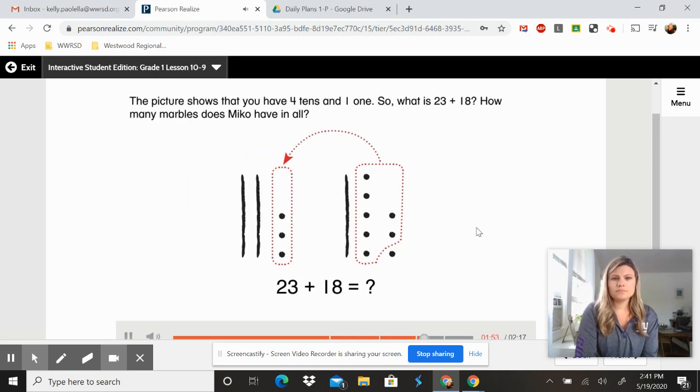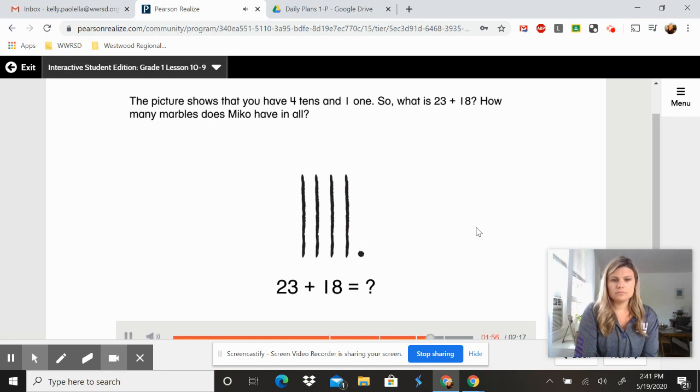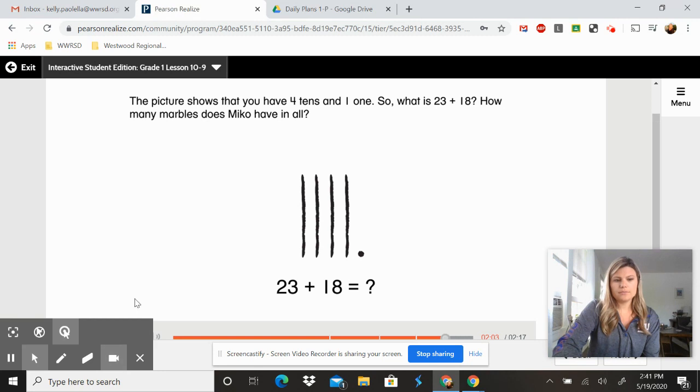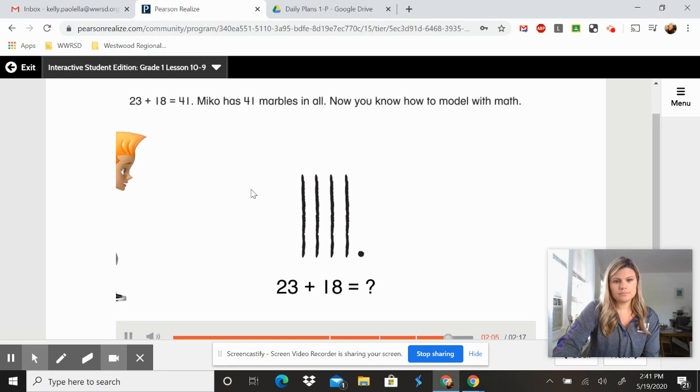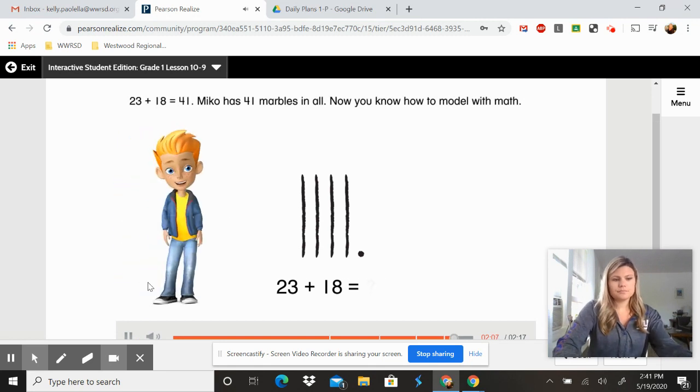The picture shows that you have 4 tens and 1 one. So, what is 23 plus 18? How many marbles does Miko have in all? 10, 20, 30, 40, and 1, 41. 23 plus 18 equals 41. Miko has 41 marbles in all. Now you know how to model with math.